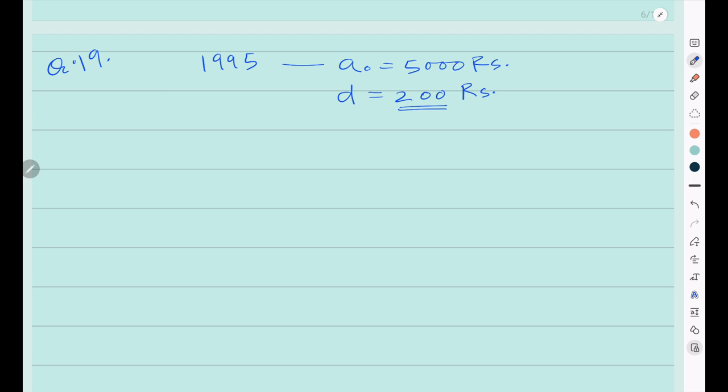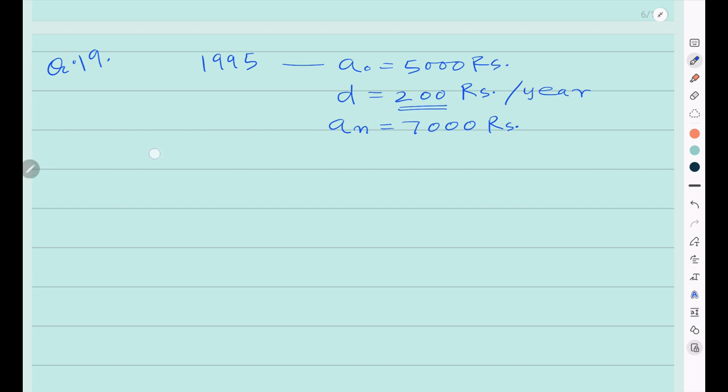In which year did his income reach 7,000? Okay, so we actually don't know. Someday his salary will reach 7,000, but in which year will it reach 7,000? But we know that his salary is increasing 200 rupees per year. So this is a kind of AP series.